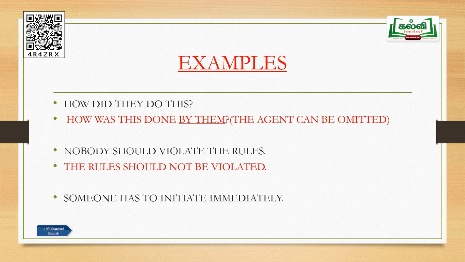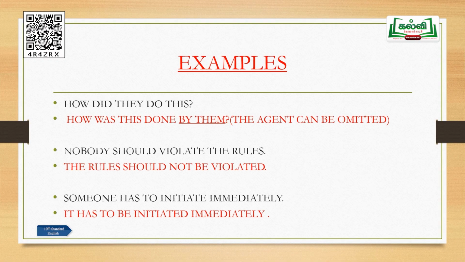Someone has to initiate immediately. I already told you for omitting the agent, when you have a sentence beginning with someone, somebody, nobody, you can omit all those words in the passive voice, okay? Have you guessed the answer? Let's check. It has to be initiated immediately. It has to be initiated immediately by someone. It goes without saying that it has to be initiated by someone. But we need not mention it in the sentence when we change it from active to passive voice.